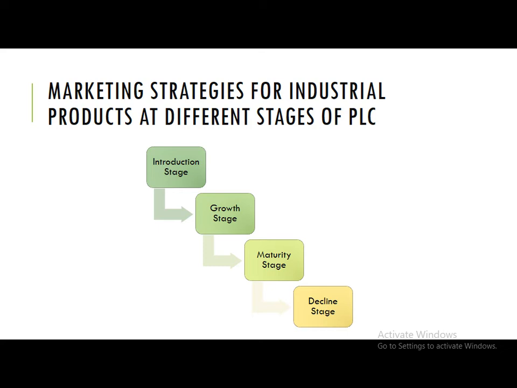Last, the decline stage is characterized by severe price competition and a concurrent decline in sales and profit. In this stage, the industrial marketer should adopt the strategy of withdrawing the existing product from the market and introducing a new product as a replacement, or reduce marketing or other costs to make some profit in the decline stage.